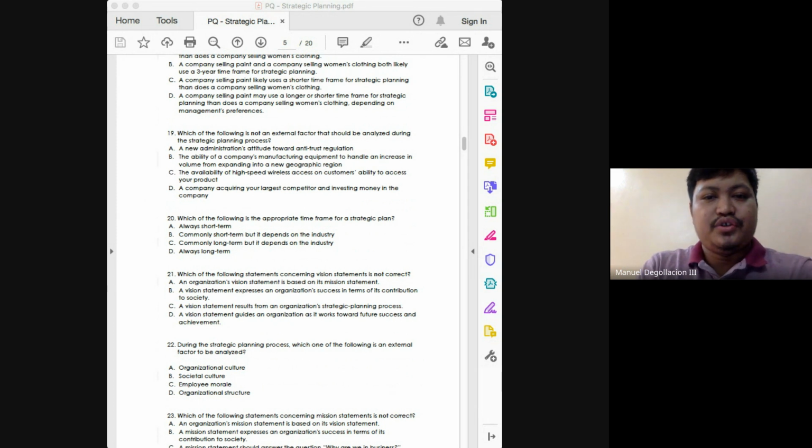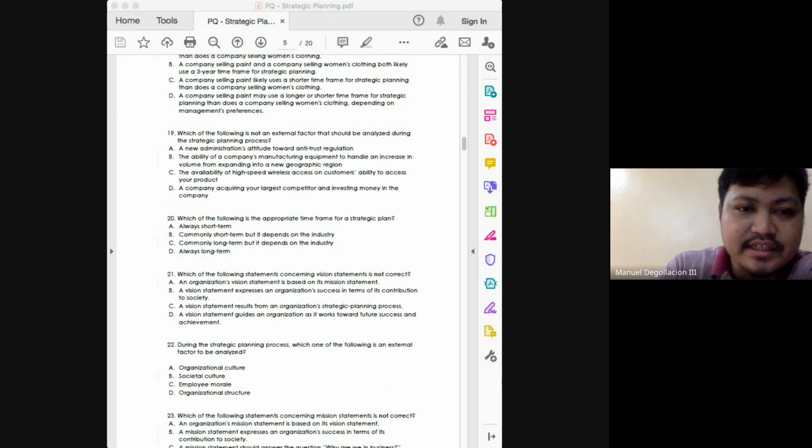Let's go over the other choices. Letter C, the availability of high-speed wireless access on customers' ability to access your product. That would be an external factor. Letter D, a company acquiring your largest competitor and investing money in the company. Again, that's another example of an external factor. So out of the 4 choices, only letter B deals with an internal factor.